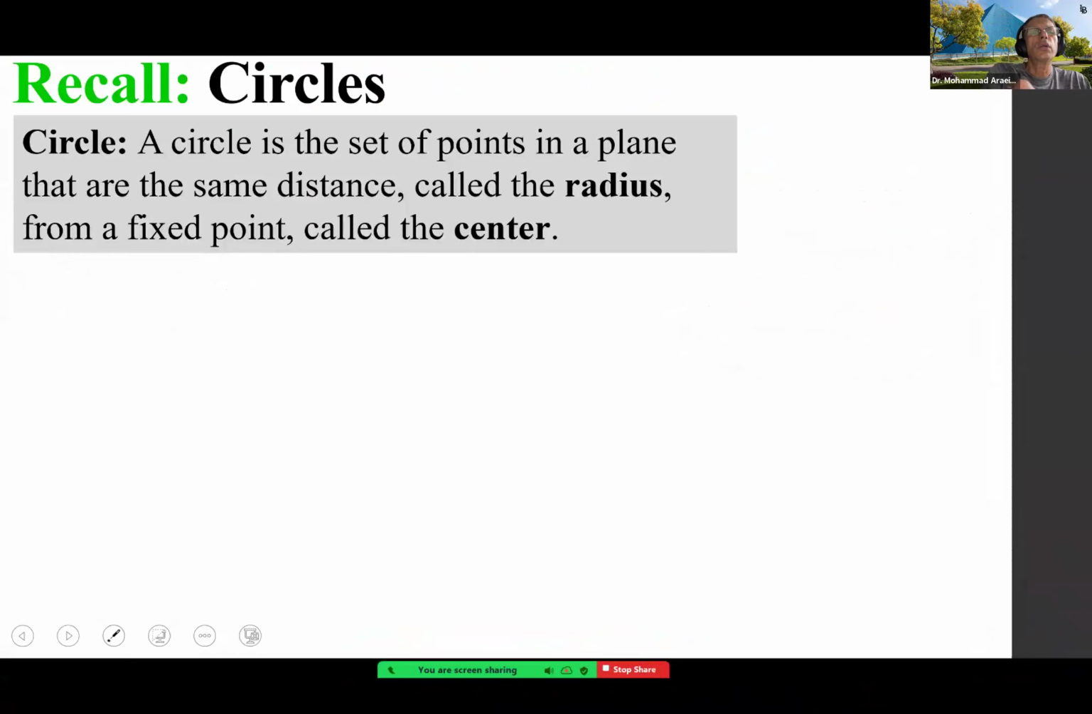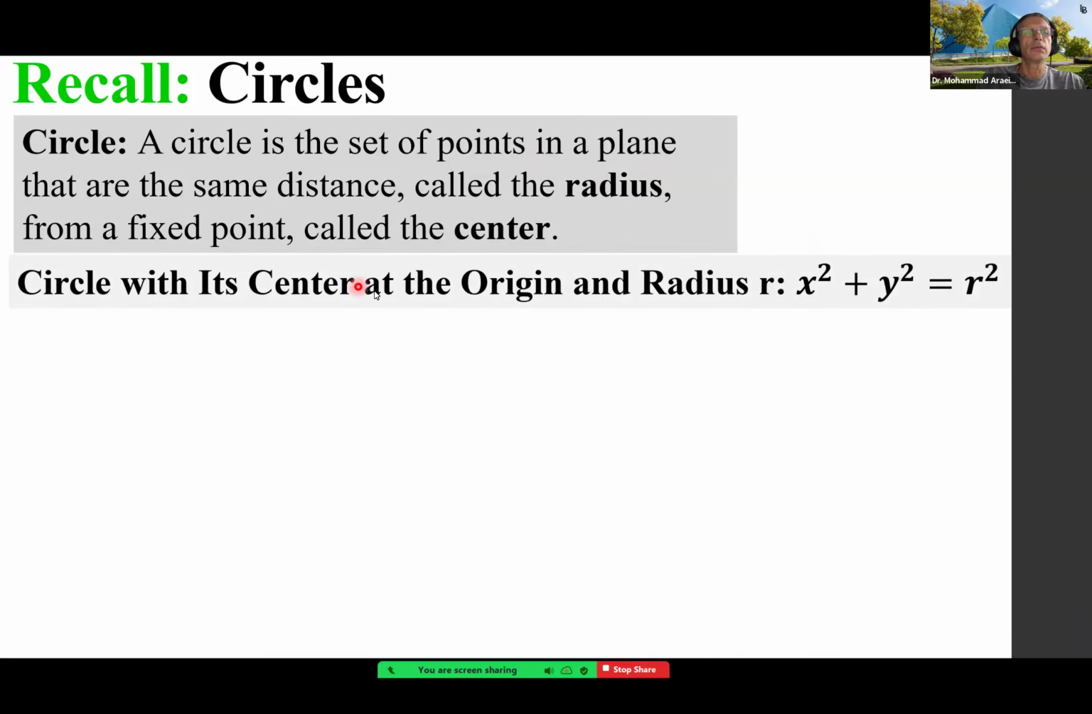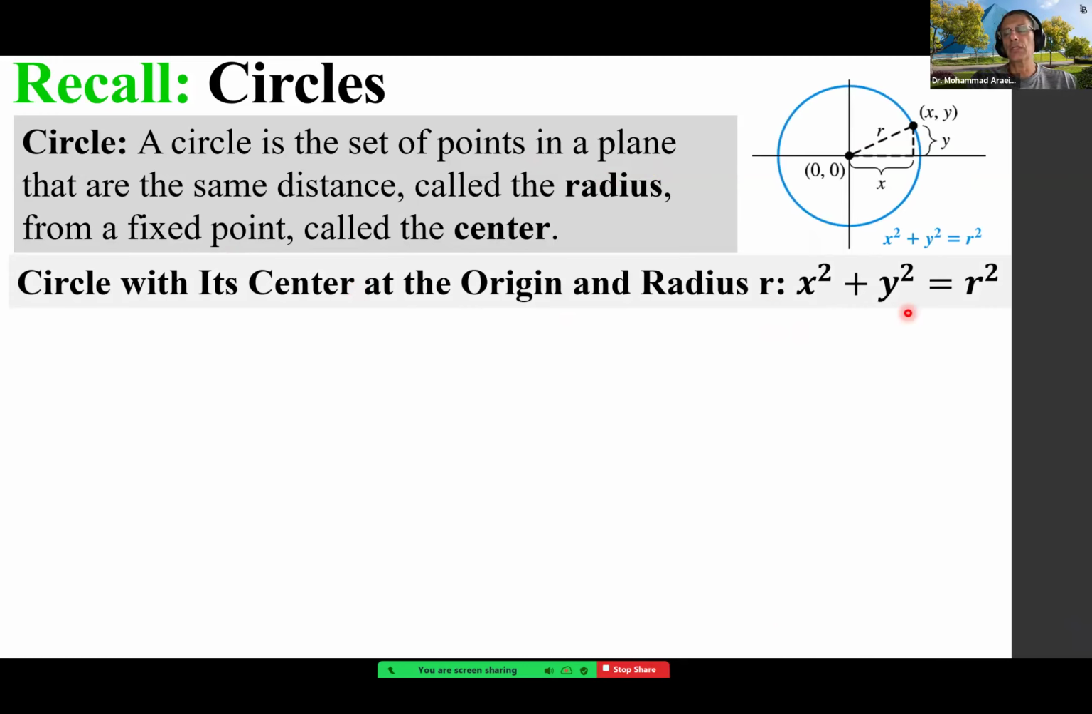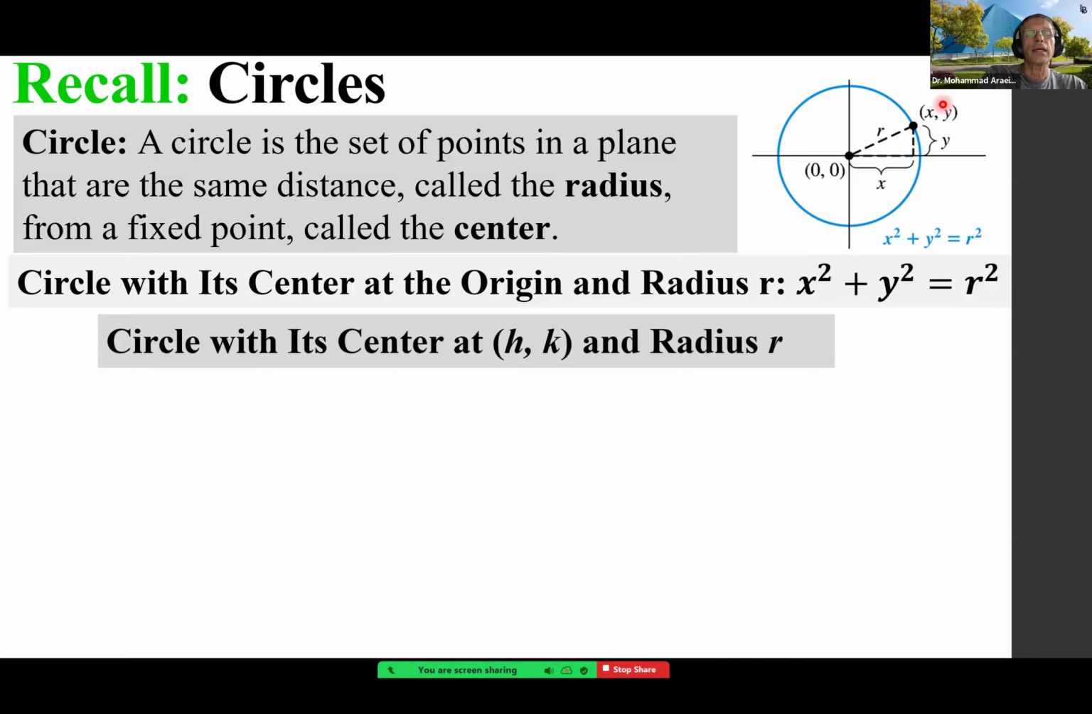So recall we looked at circles. A circle is a set of points in a plane that are the same distance, called the radius, from a fixed point called the center. A circle with its center at the origin and radius r has the formula x squared plus y squared equals r squared. It follows the distance formula or the Pythagorean theorem. This distance is x, this distance is y, and a squared plus b squared equals c squared, so x squared plus y squared equals r squared. Or you can say this is (0, 0), this is (x, y). You want to find the distance between these two points and then square it. That's the standard form for a circle centered at (0, 0).